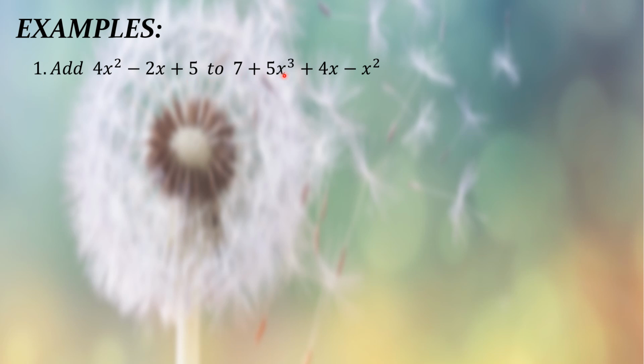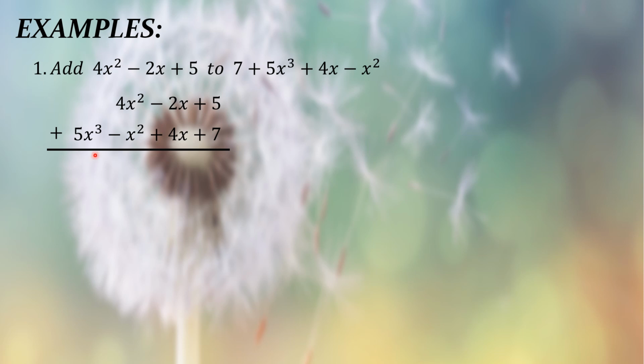Pero yung pangalawa nating polynomial ay hindi naka-arrange. Nauna ang constant, tapos na sa pangalawa ang pinakamataas na exponent which is 3. So, pagsunod-sunurin natin yung exponents para mas madali nating ma-solve. So, again, copy the first polynomial, 4x squared minus 2x plus 5 plus 5x cubed minus x squared plus 4x plus 7. So, dito, in-arrange na natin in descending order. 3, 2, 1, 0.